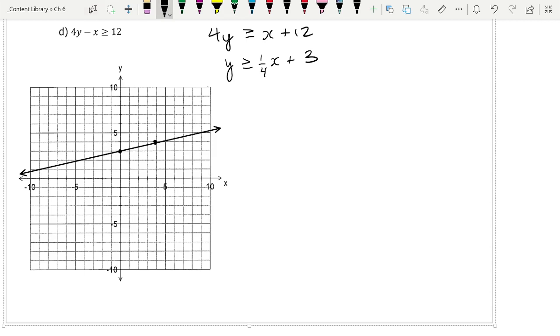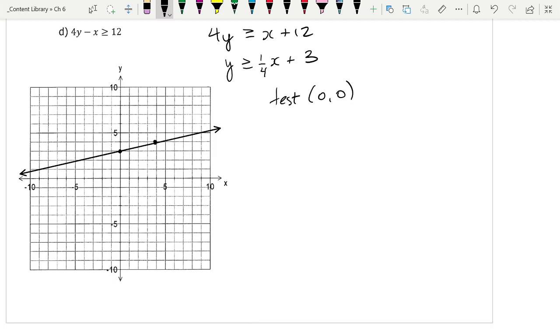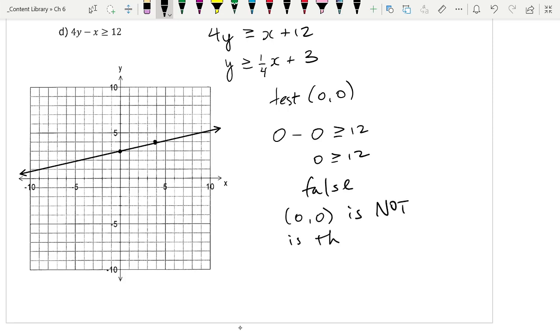I've got to do a test point. So let's test 0, 0. Is 0, 0 a true statement or a false statement? Is 4 times 0 minus 0 greater than or equal to 12? It's false. So what does that mean? It means 0, 0 is not in the solution set, SS. So shade up. Okay, I shaded over the line. There we go.